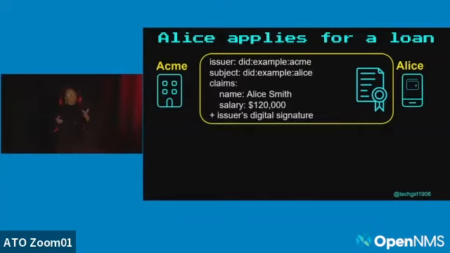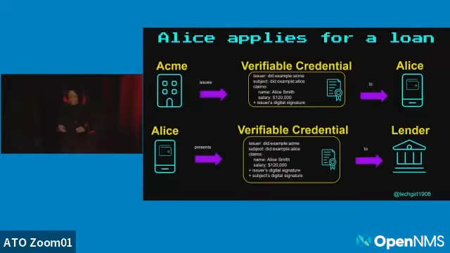So we have the issuer as Acme. We have the subject as Alice. More specifically, we have the decentralized identifiers for both Acme and Alice. And then we have the claims that the issuer is making about the subject. So Acme is saying, yes, this person's full name is Alice Smith. Her salary is $120,000. And then they've cryptographically signed this credential. All right? That's all the information that's needed, so that's all that's provided.